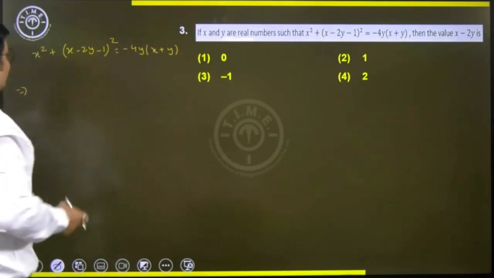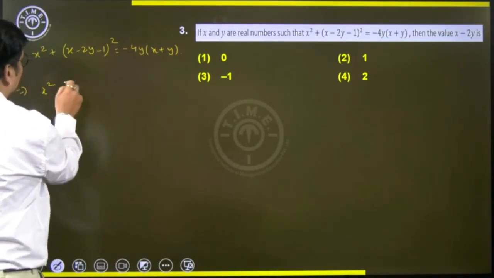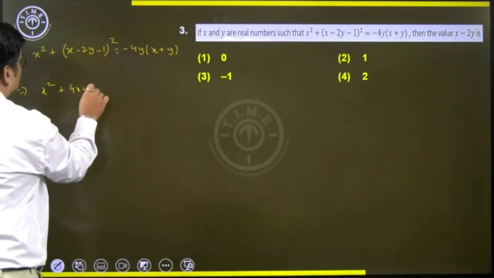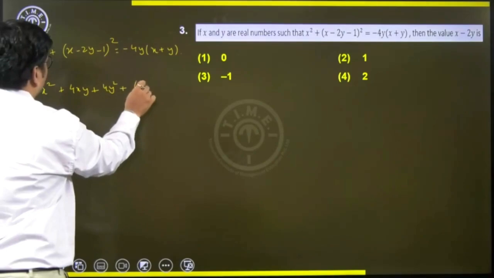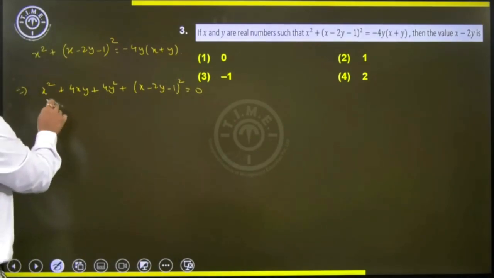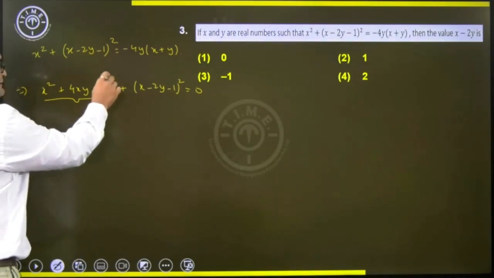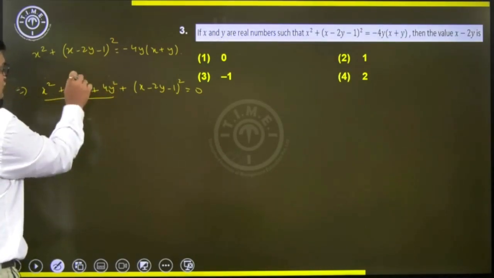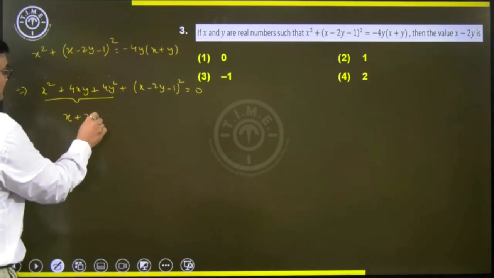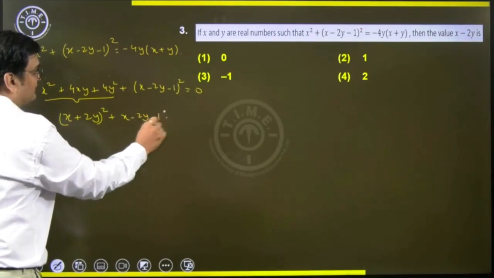Let's bring all the values on one side. So when I do that, x square, now notice when I bring this entire thing on the left hand side, I will get plus 4xy plus 4y square plus x minus 2y minus 1 the whole square should be 0. Now please notice the first three terms. Is this not of the form a square plus b square, b is 2y whole square, plus 2ab, 2 into 2y into x. So this will become simply x plus 2y the whole square plus this is x minus 2y minus 1 the whole square.